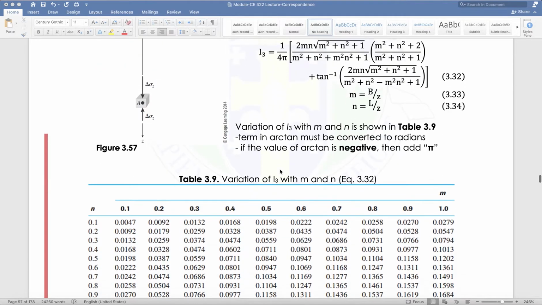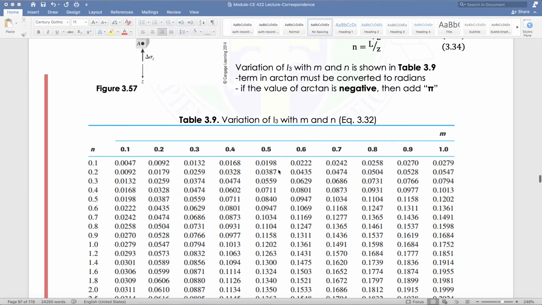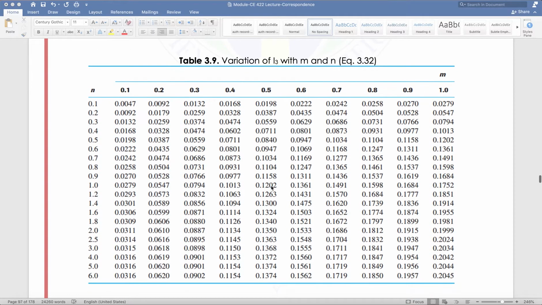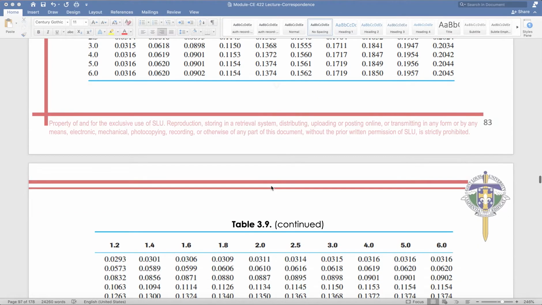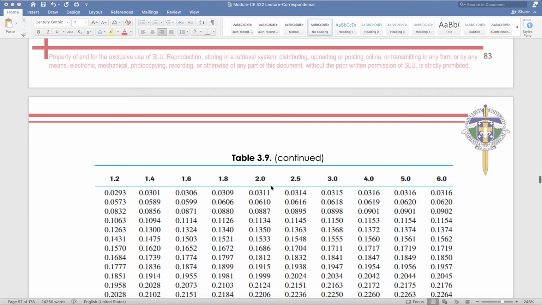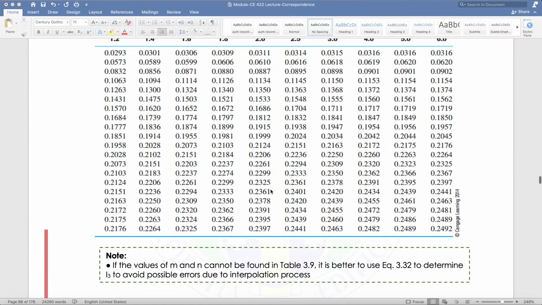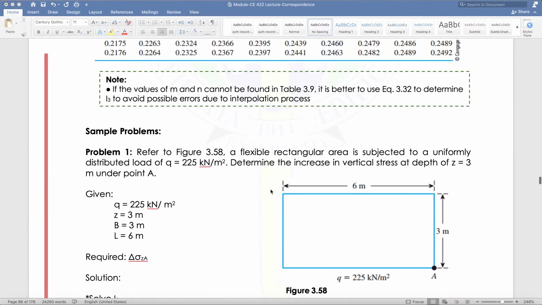Now, if we're going to use the table, then we will be having here the value of m and the value of n. So, vertical, horizontal. So, kung saan magmi-meet yung dalawang value. Now, again, if the value is not present here in the table, we should use our equation so as to reduce errors due to interpolation. Okay, so let's have here an example.